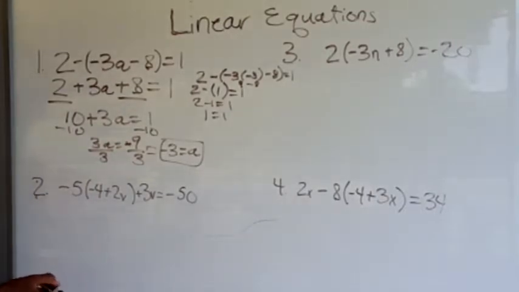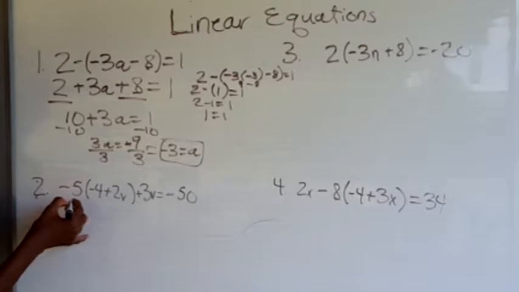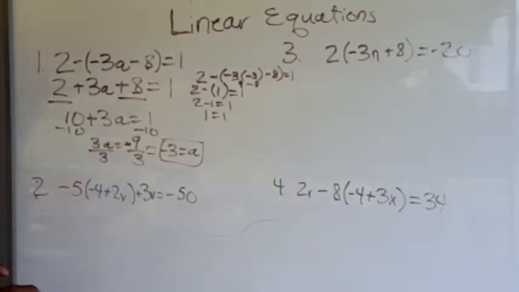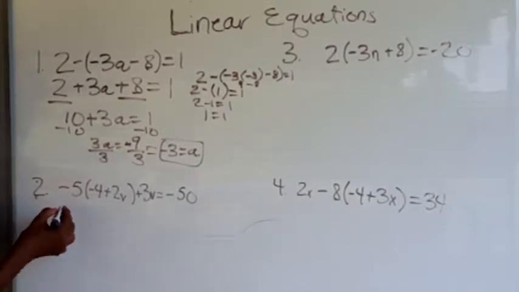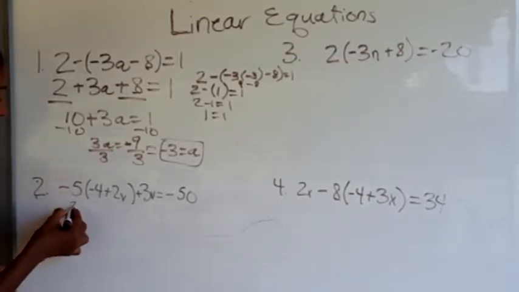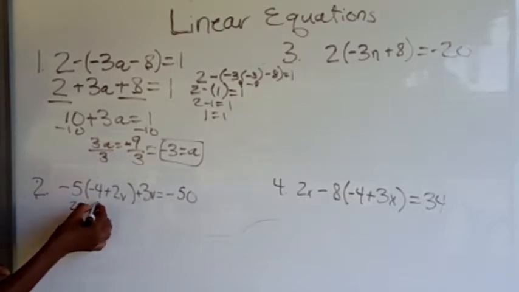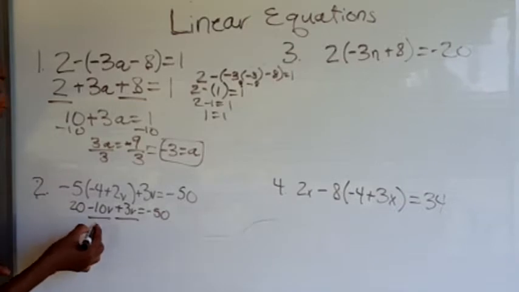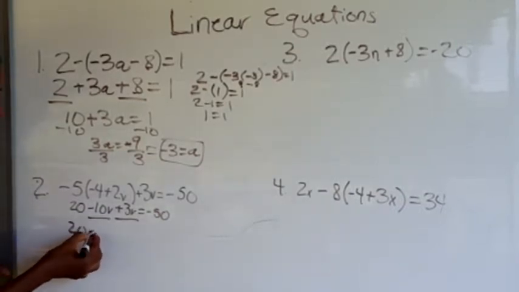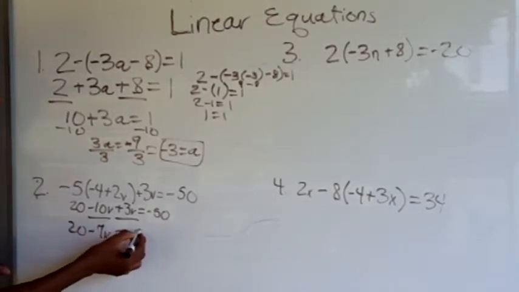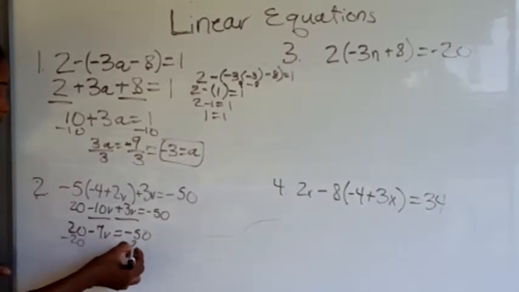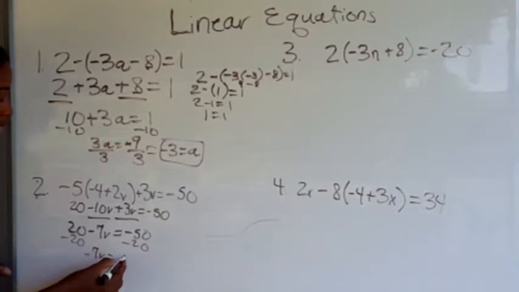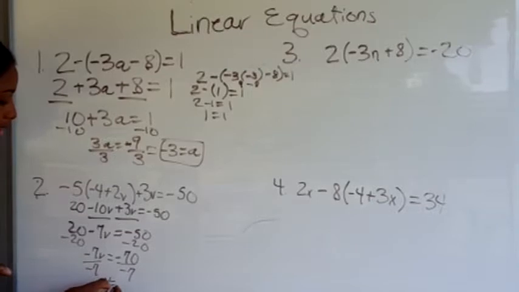We have negative 5 times negative 4 plus 2v plus 3v equals negative 50. So we distribute our negative 5 first. Negative 5 times negative 4 is going to be positive 20. Negative 5 times positive 2v is going to be negative 10v plus 3v equals negative 50. Combine our like terms: negative 10v plus 3v is negative 7v equals negative 50. Then we subtract 20, and negative 7v equals negative 70. Then we divide by negative 7. So v equals positive 10.